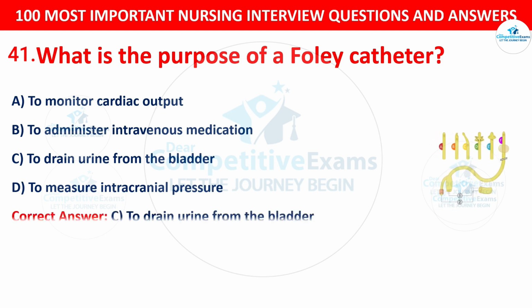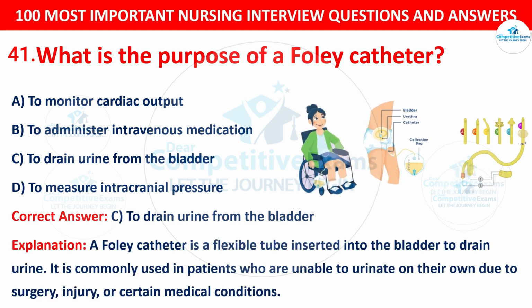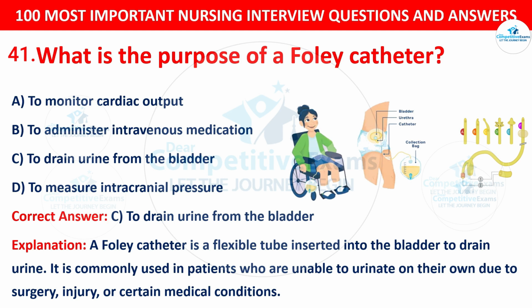And the correct answer is C, that is to drain urine from the bladder. The Foley catheter is a flexible tube inserted into the bladder to drain urine. It is commonly used in patients who are unable to urinate on their own due to surgery, injury, or certain medical conditions.